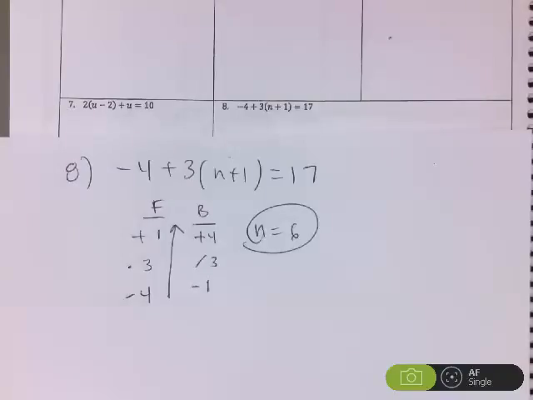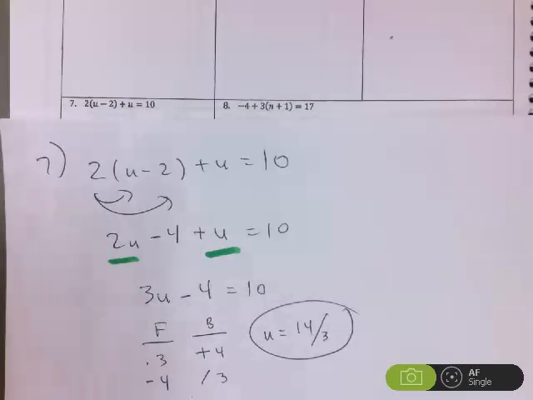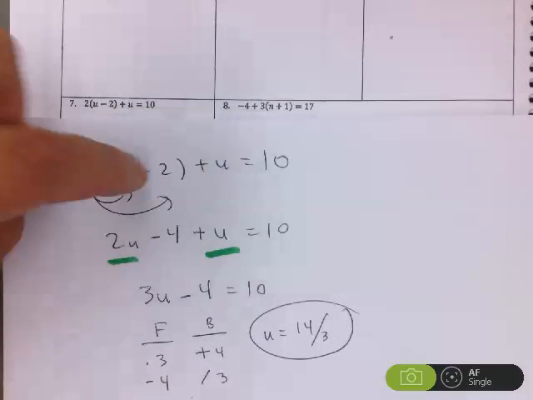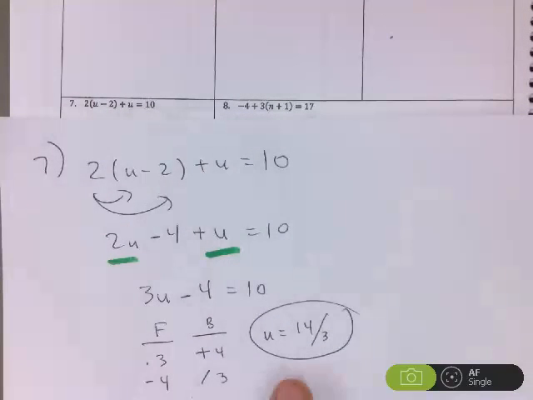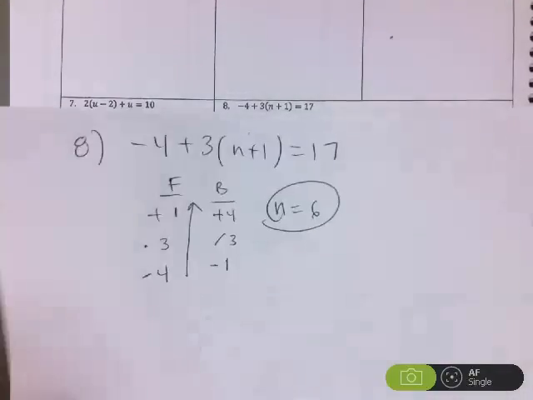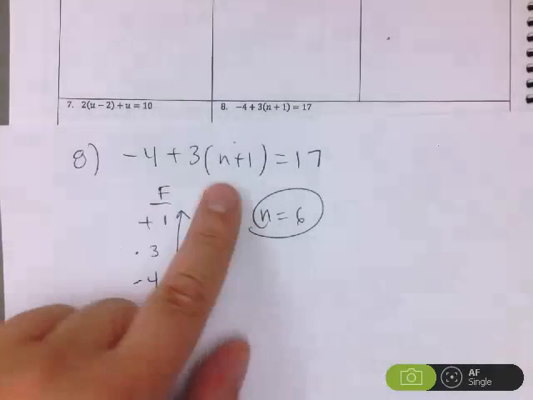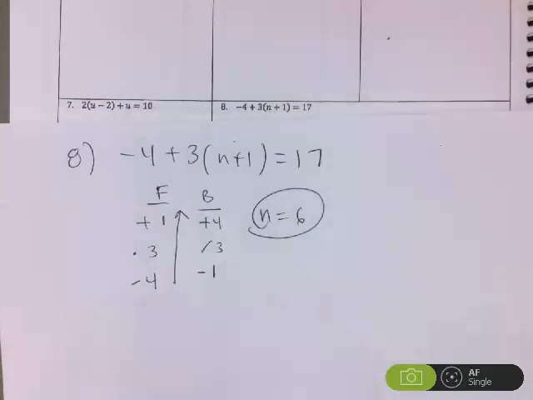And I'm done. So what's the point of this? I just want to stress, if I've got u's lying all over the place, like in number 7, I want to do the distributing and the combining and find my u with my forward backward. If I have just a single n, it is often easier to just do the reversing right off and get my n as 6. Okay? All right.